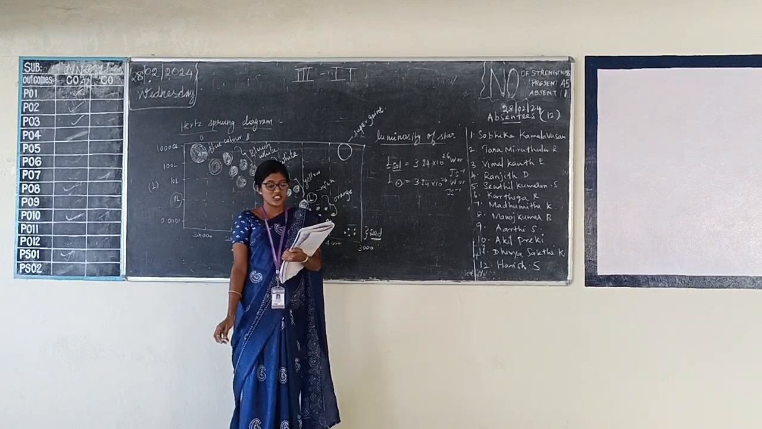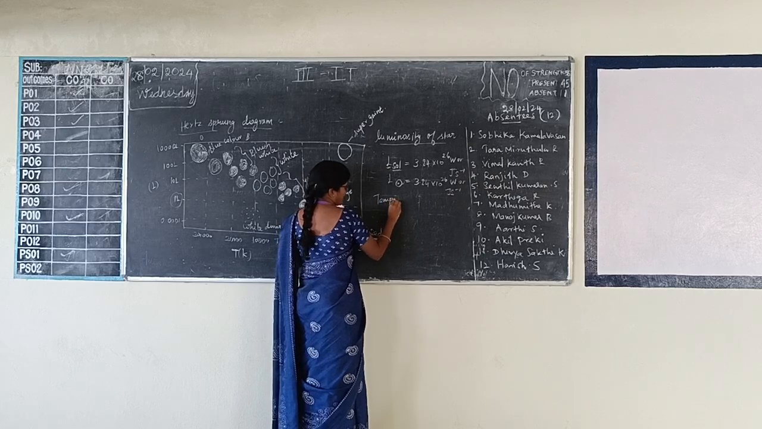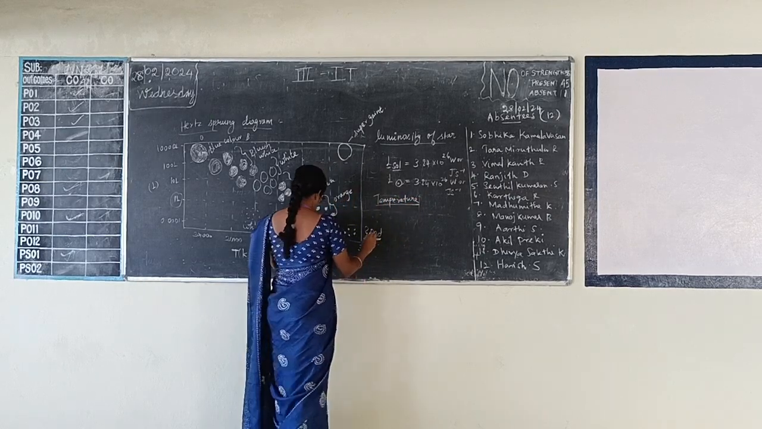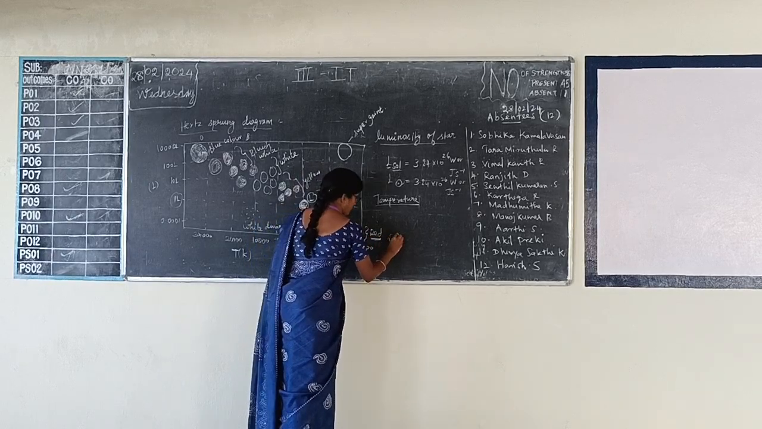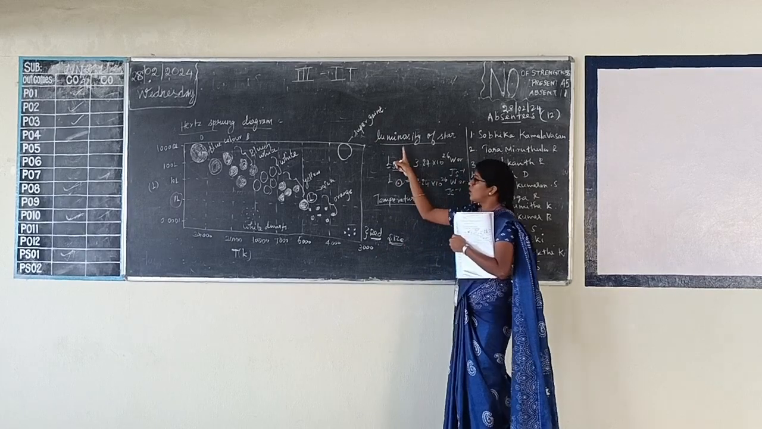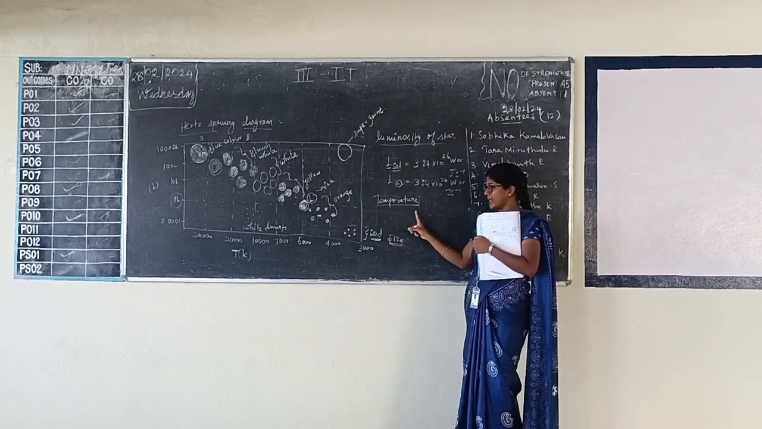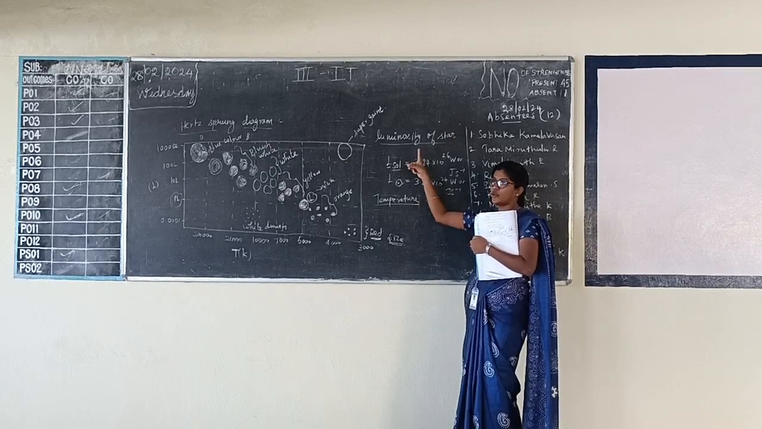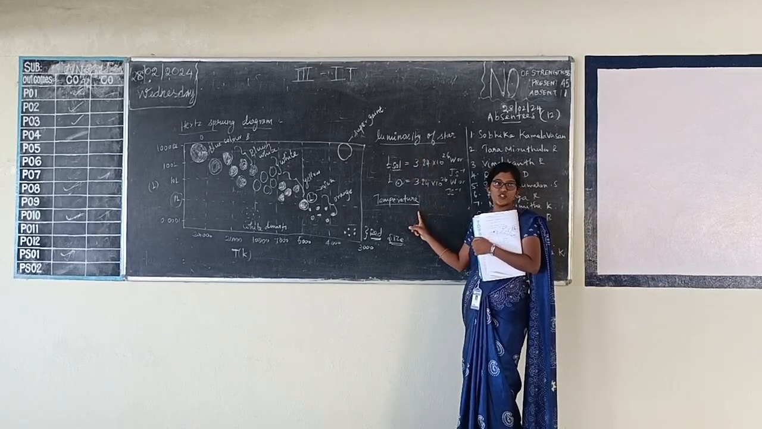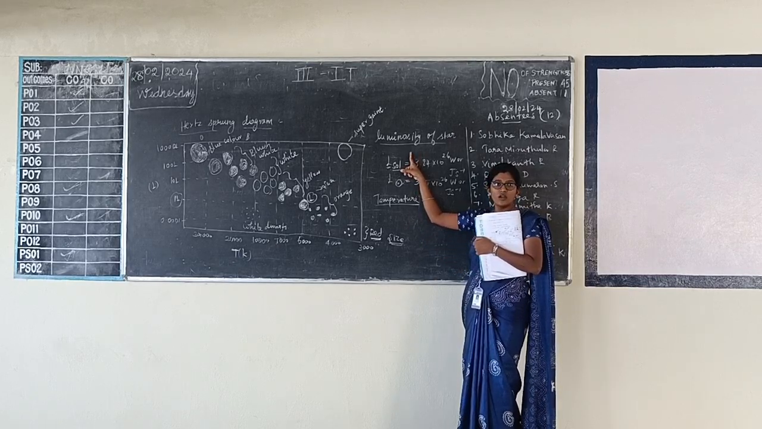Luminosity depends upon two factors. The first one is temperature and the second one is size. If temperature increases, what will happen to the luminosity? Luminosity is energy, and temperature is thermal energy. If thermal energy increases, luminosity also increases.